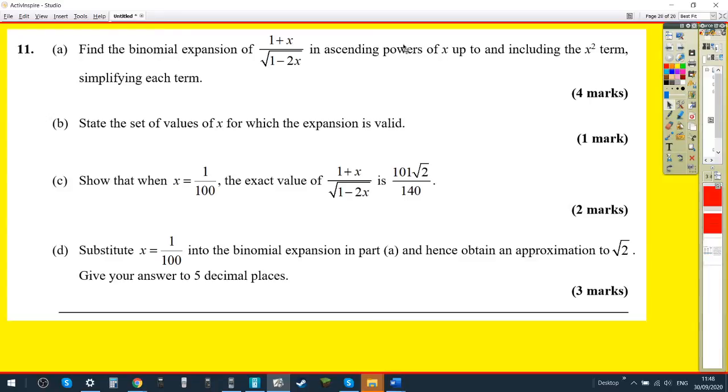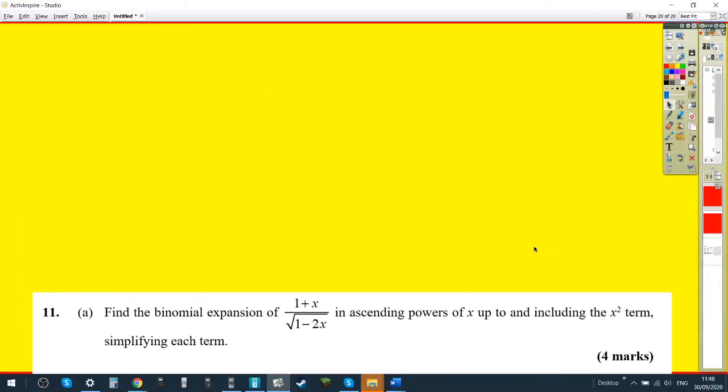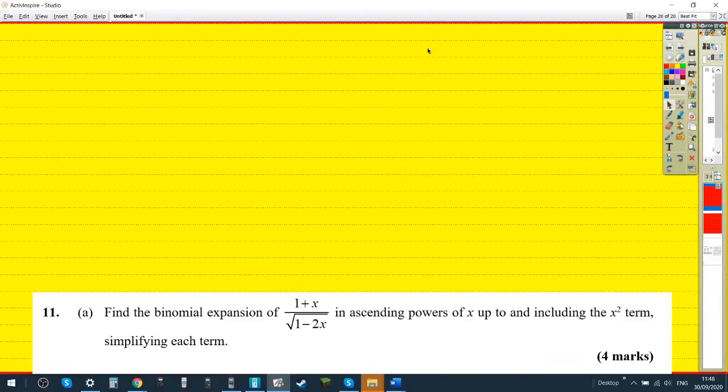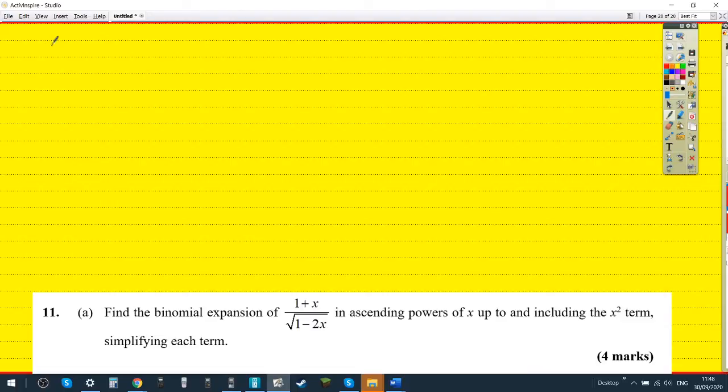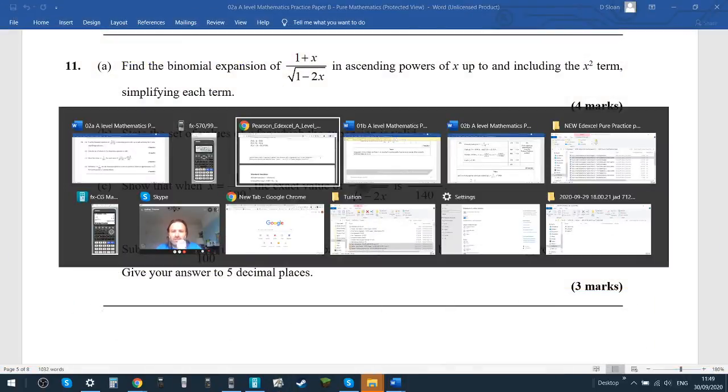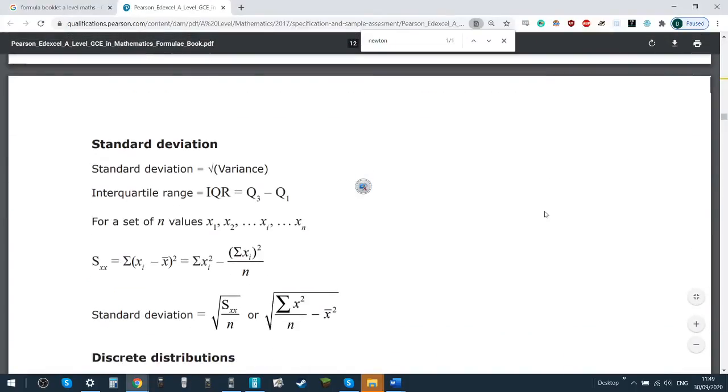Okay, so here I'm doing, so that will be the same as 1 plus x over 1 minus 2x to the power of a half, and then I think I need to take that up, and that'll be 1 plus x times 1 minus 2x to the power of minus a half. Do I then expand the brackets for the right bracket? Can't expand the brackets, or not easily at least. Formula sheet. Will I do the binomial expansion separately? Yeah, binomial expansion.